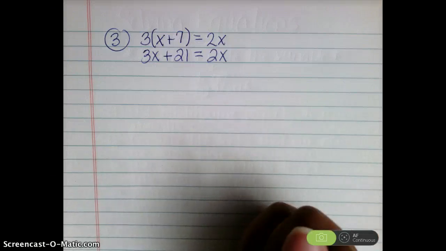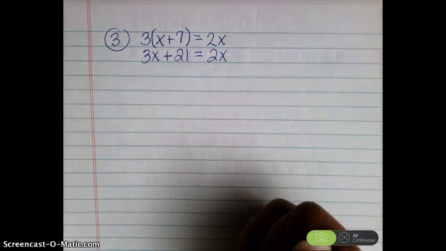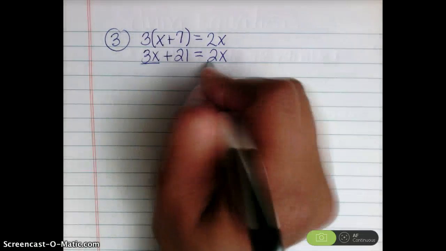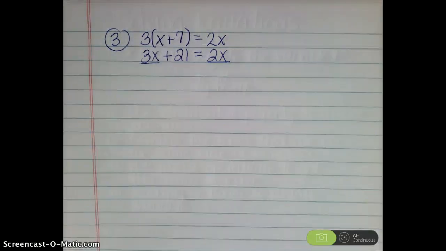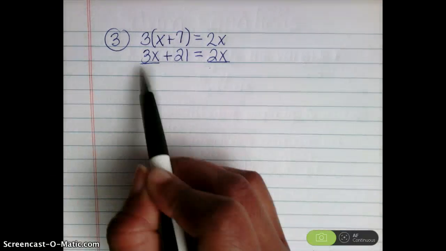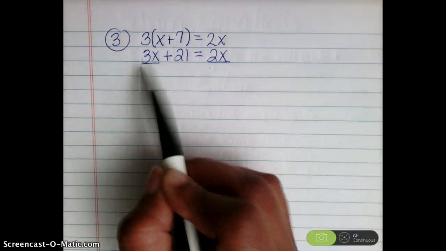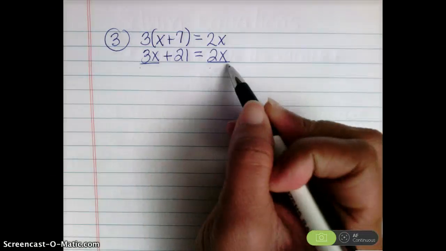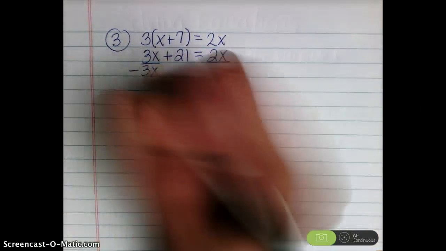Okay, your next step says to combine like terms that are on the same side. There are no like terms on the same side, so we move on to the next step, which is to use inverse operations to get our like terms together. So here, 3x and 2x are like terms. So we need to get these two terms together. If I subtract 2x from both sides, then I'm putting everything on one side of the equation. So since the 2x is already over here by itself, what we're going to do is subtract 3x from both sides.